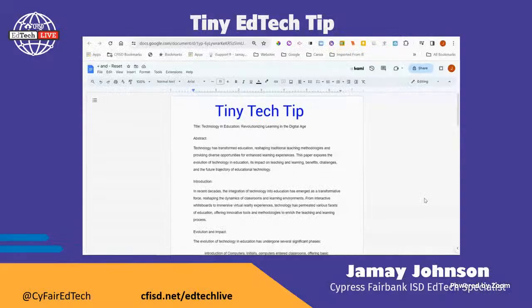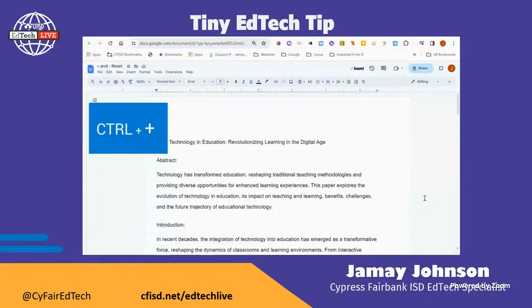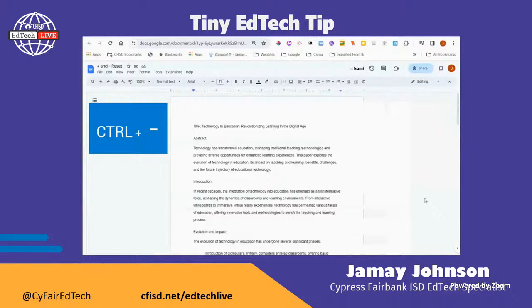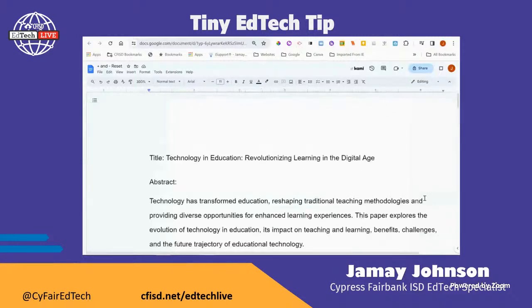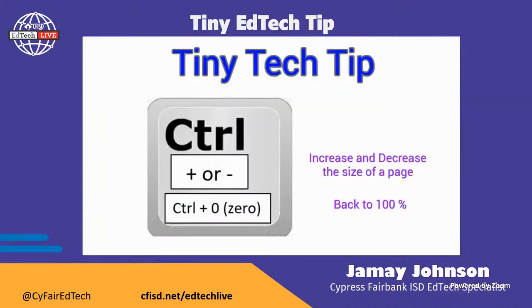Hi, let's learn a tiny tech tip on how to increase and decrease the size of a font or image on a page. The shortcut to do this is simply click on Ctrl++ to increase the size, or you can do Ctrl- to decrease the size. Now there's a quick tip too on how to resume back to your normal page. There's a shortcut. You simply click Ctrl and 0 and you are right back at 100%. So there's your tiny tech tip on how to increase or decrease the size of a font or image on a page.